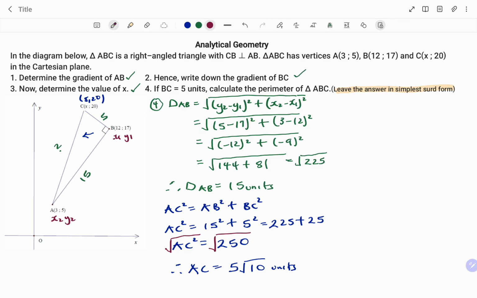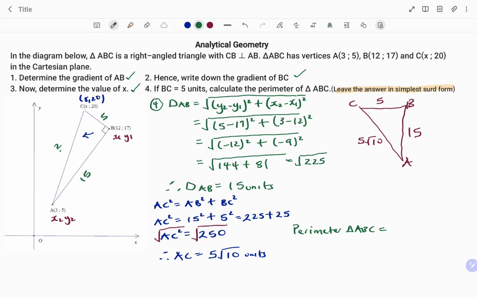I'm going to put a rough sketch here. The right angle triangle, I have that is C, B, and A. The dimensions are 15, 5, and 5 root 10. So therefore, perimeter of triangle ABC equals 5 units plus 15 units plus 5 root 10, which is 5 plus 15, 20 plus 5 root 10 units. Let's look at the second question.